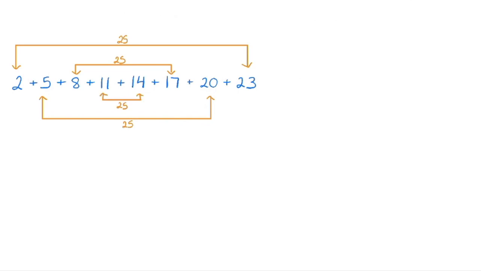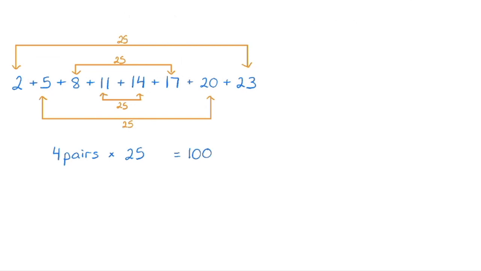So a faster way, if you have an arithmetic series, is to figure out what's the sum of the first and the last term, because that will be the sum of every pair of numbers as we work our way into the middle here. And then you can figure out how many pairs you have. So we have 4 pairs of 25, and that will give us a sum of 100.